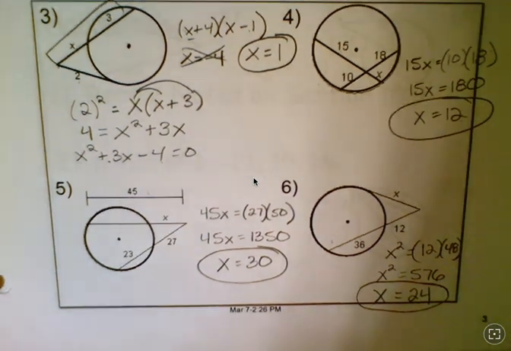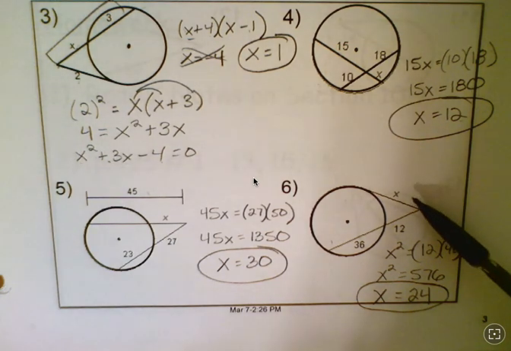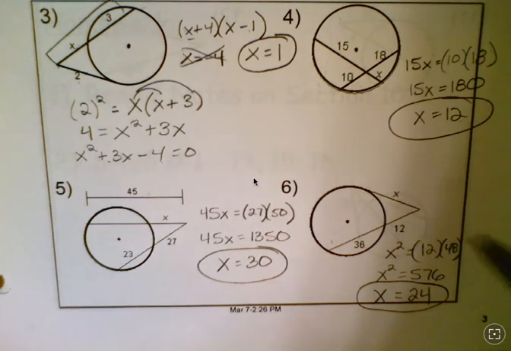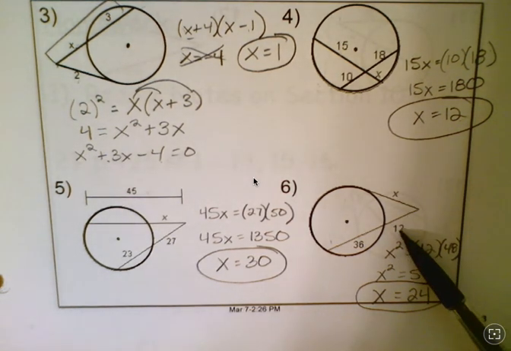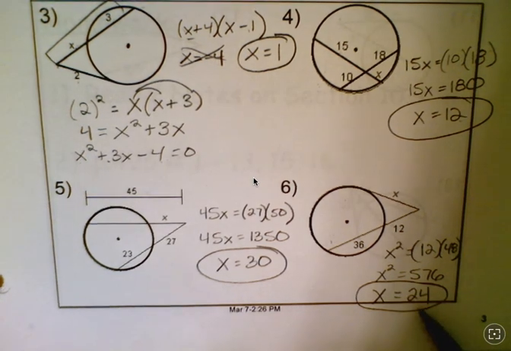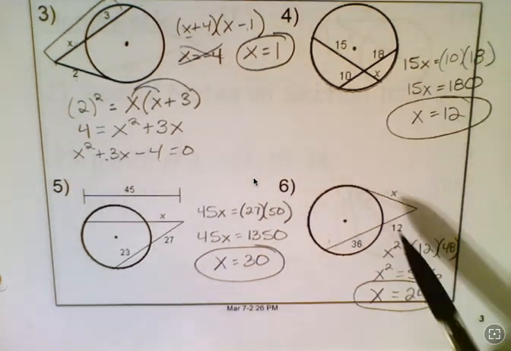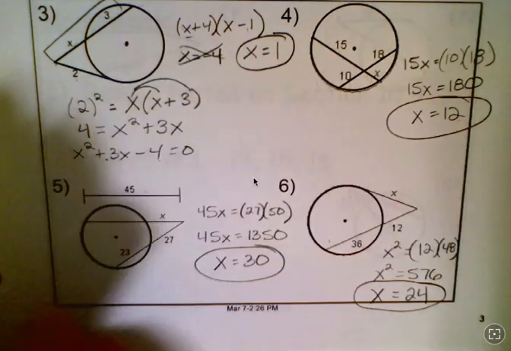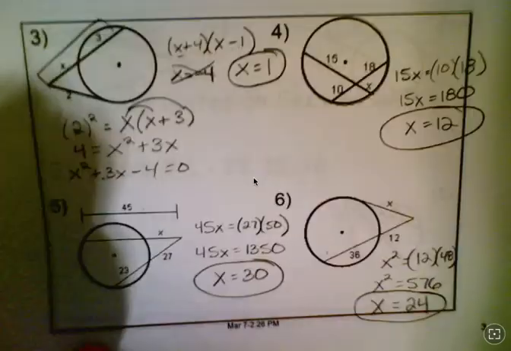And then over here, this is a tangent secant. So this is x squared, because x times x. And then 12 times the whole, which is 48. So I square rooted and I threw out the negative because obviously x cannot be negative. Okay, so let's try a couple more.